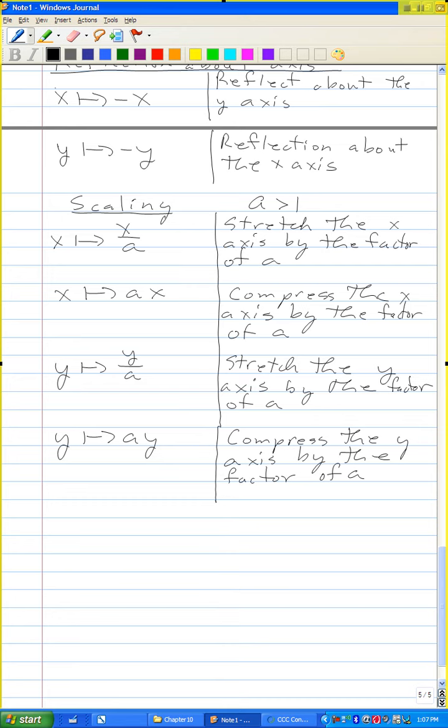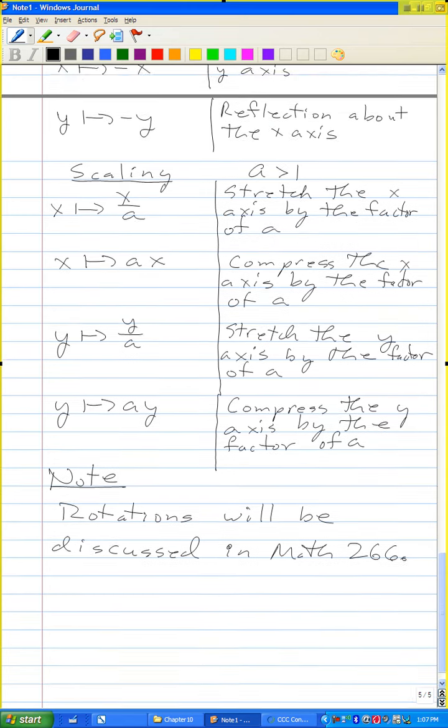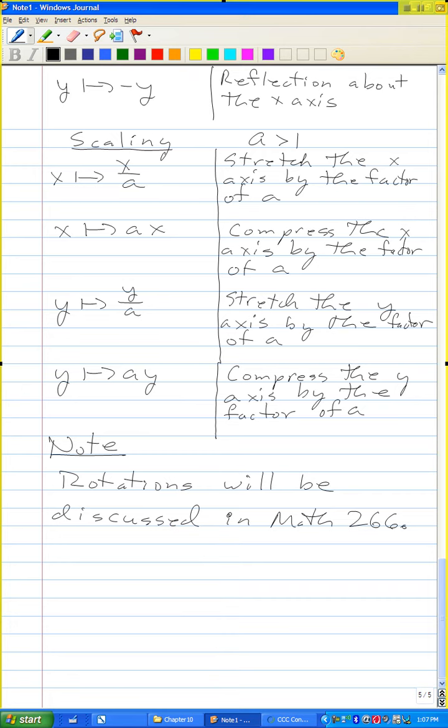So I guess I'll just sort of note rotations will be discussed in Calc 2, Math 266. So well, obviously we don't do rotations in this course. We wait until Calc 2 to look at those.